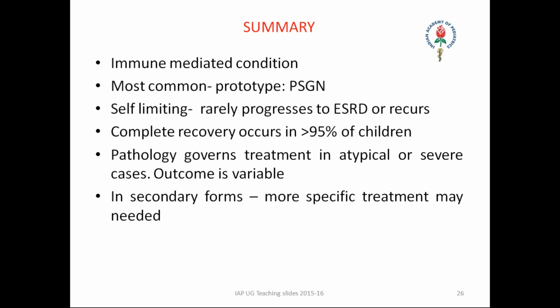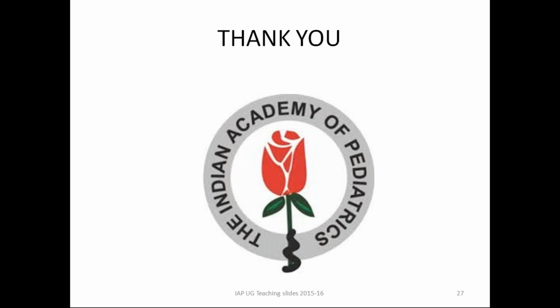Pathology governs the treatment in atypical or severe cases. Outcome is variable, and specific treatment in secondary forms is needed. Like for SLE, you have to give immunosuppression, and for collagen vascular diseases, you have to immunosuppress them. Thank you.